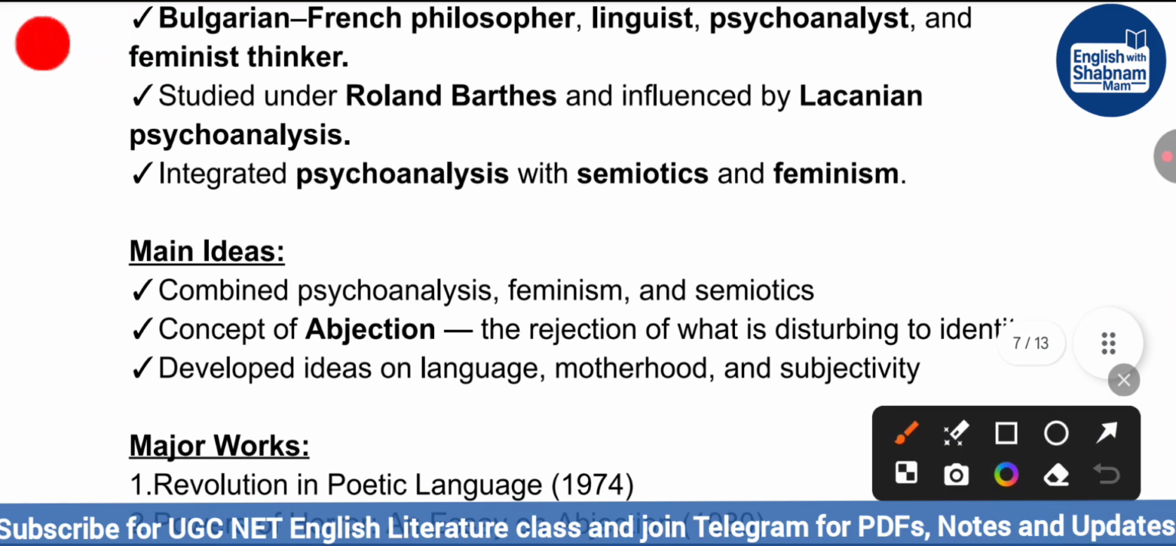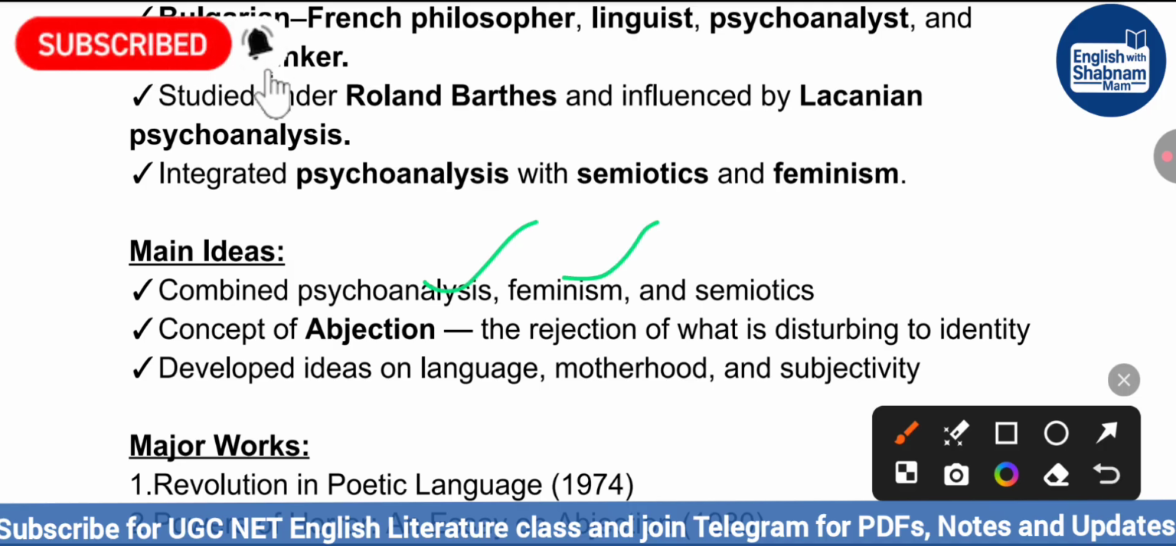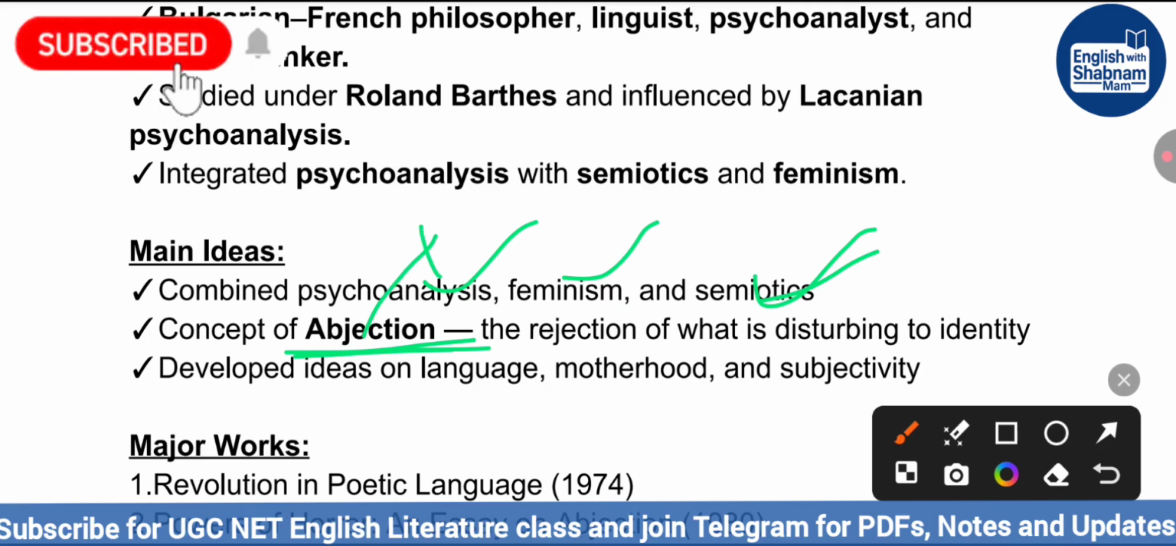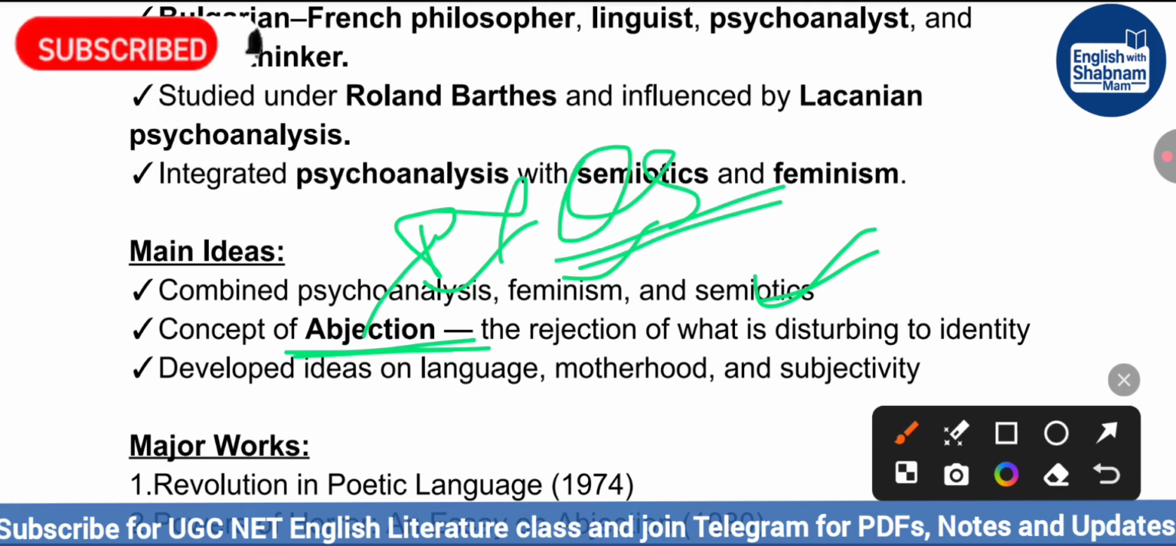The main idea given by her: she combined psychoanalysis, feminism, and semiotics, and the concept of abjection. Very important. This is already a PYQ. There are already so many PYQs from this theory alone. Abjection is the rejection of what is disturbing to identity, what you avoid.